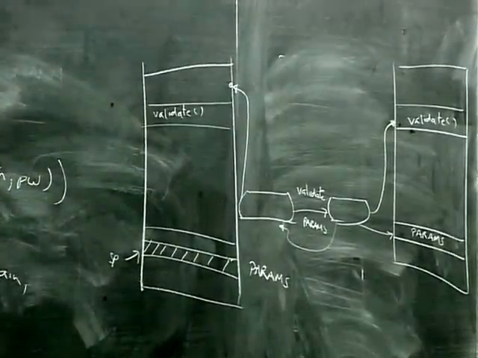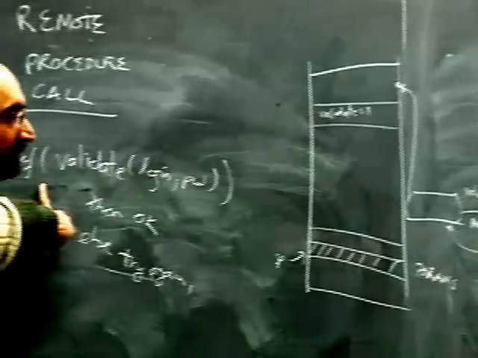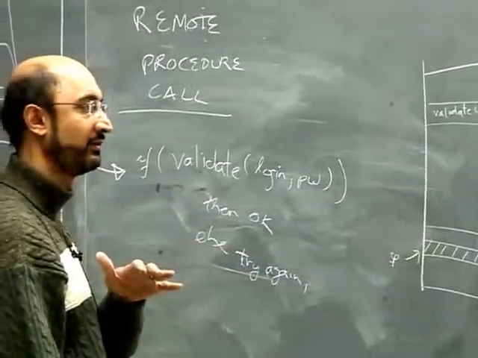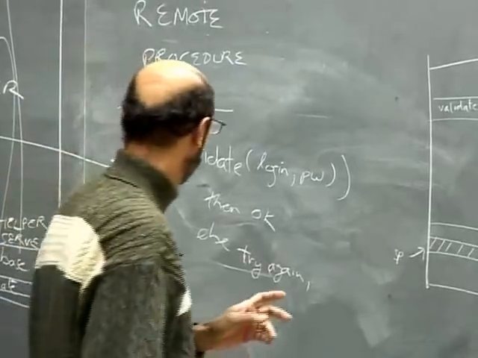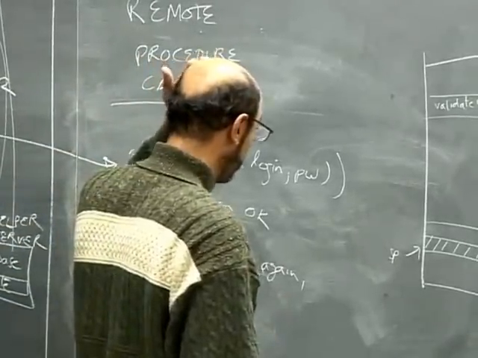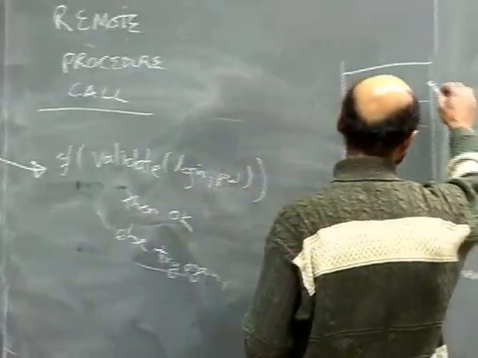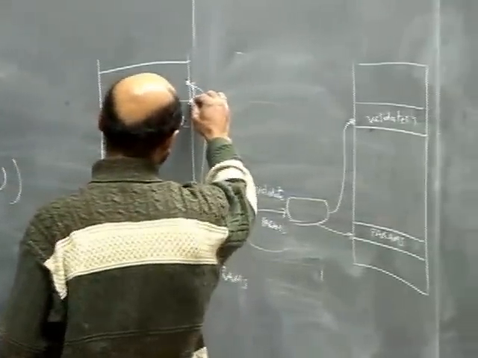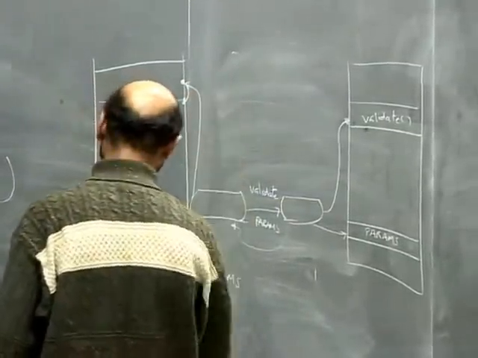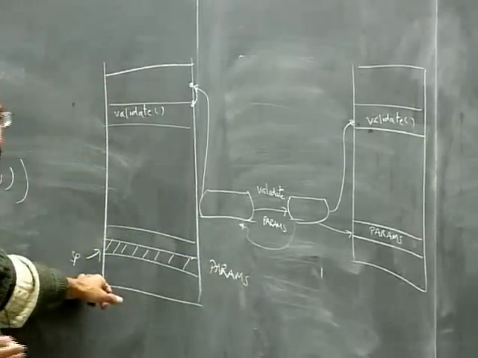So from this piece of code, it looks as if it was locally executed, except it was done under the covers. Okay. So let's see again what's going on in a bit more detail. Normally what would happen is that the program counter would jump to validate, and the stack pointer would be set over here, and there'd be some parameters.